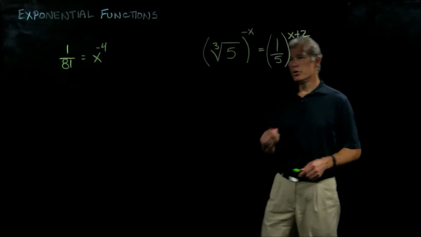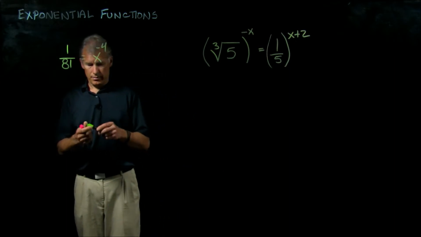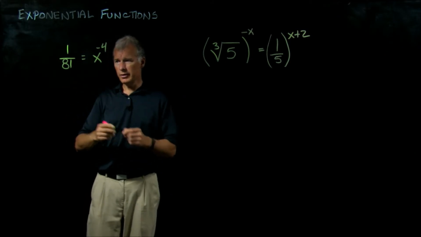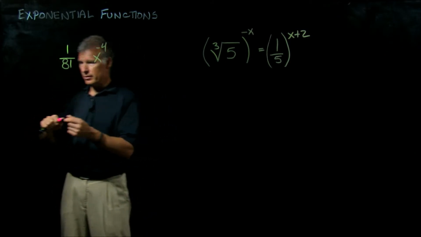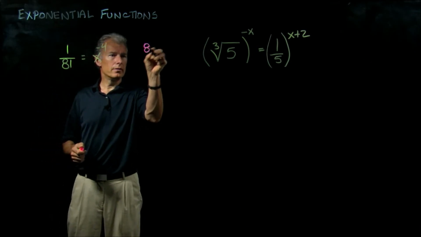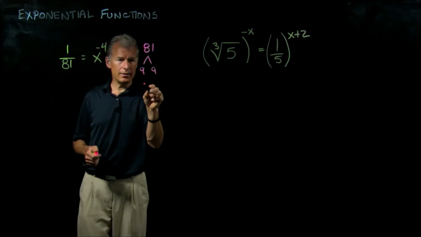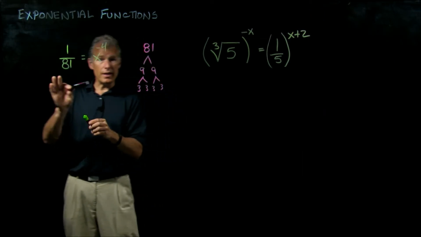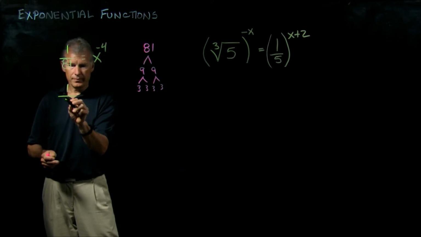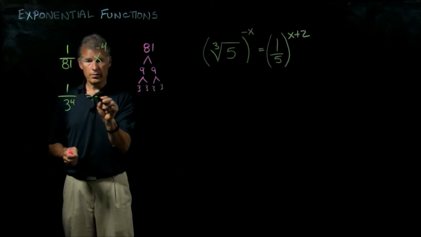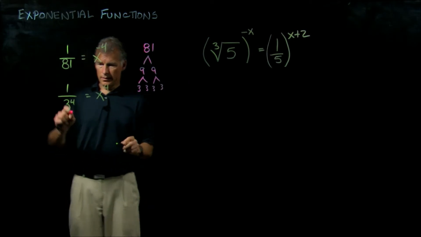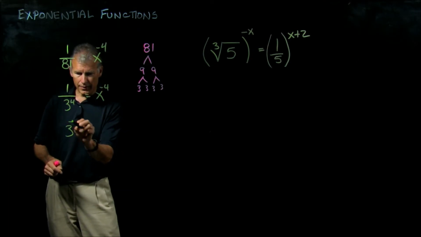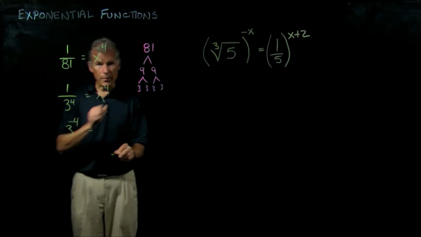All right, let's do 2 more examples here. So in the past, we've been able to focus on getting common bases. And it's not so clear here. But let's start off with factoring the 81. So 81 factors, of course, into 9 and 9, which are 3's. So I can replace the 81 with 1 over 3 to the 4th. Now I can rewrite this as 3 raised to the power of negative 4 using that property of exponents.